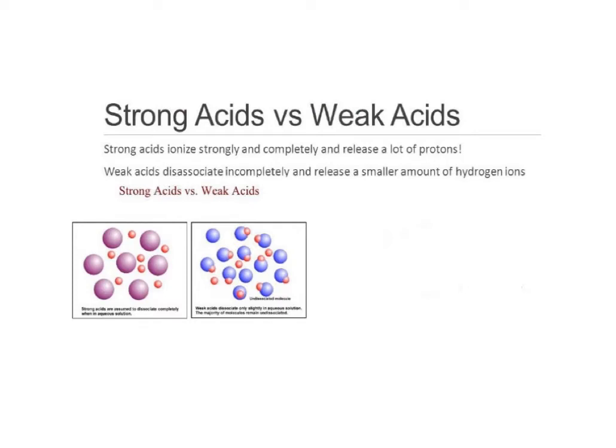All right. There are two major classifications of acids. There are strong acids and there are weak acids. Strong acids are much easier to deal with, so we're going to start with those. A strong acid is simply defined as an acid that completely ionizes in solution. So, for example, hydrochloric acid is a strong acid.